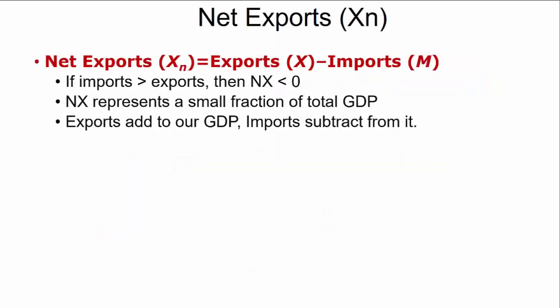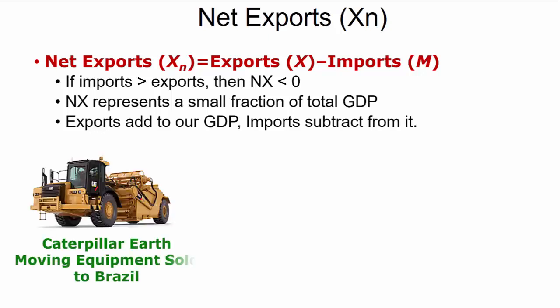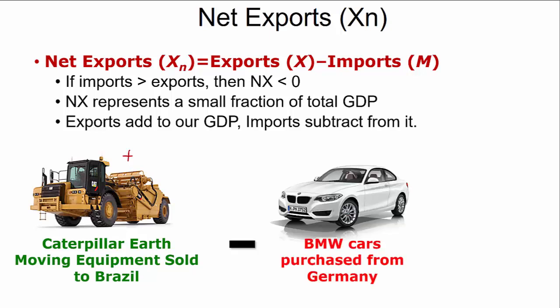Alright, the last category of the expenditure approach for GDP is net exports. To calculate this, you add exports and then subtract imports. So when Caterpillar makes this piece of equipment and sells it to somebody in Brazil, we add that to our GDP. But when we buy this BMW that was produced in Germany, we have to subtract that from our GDP. And those two things added together is our net exports.